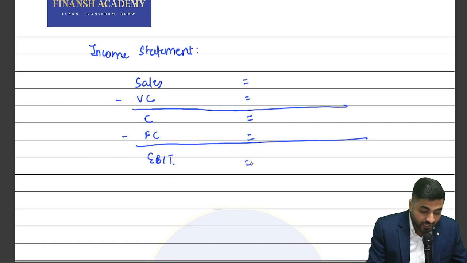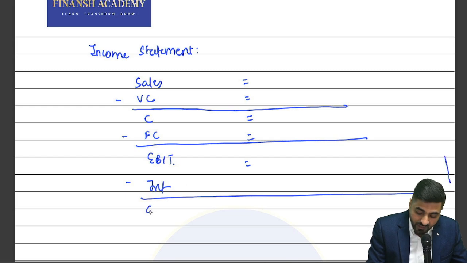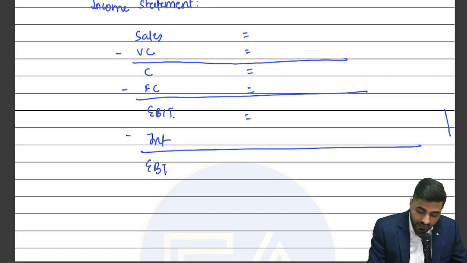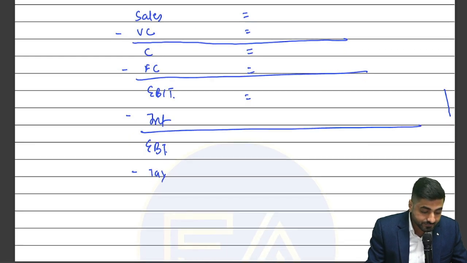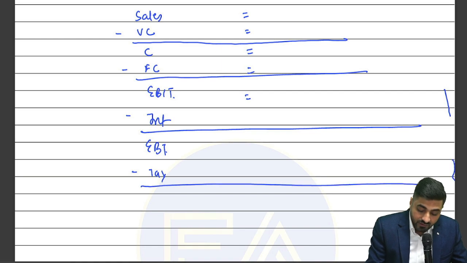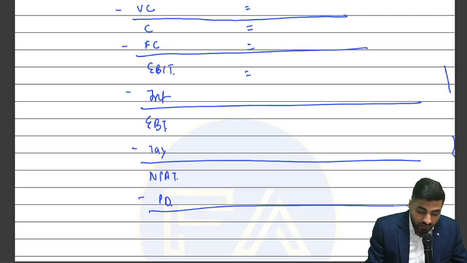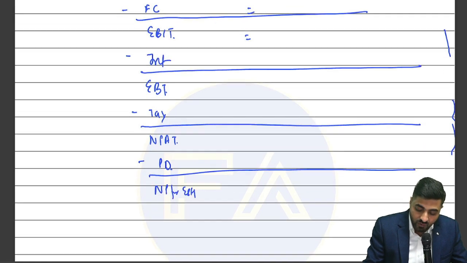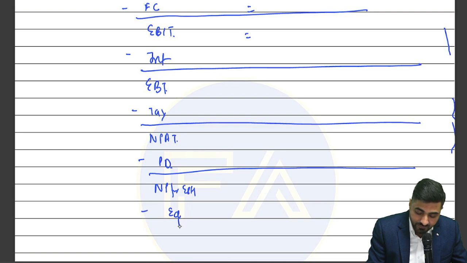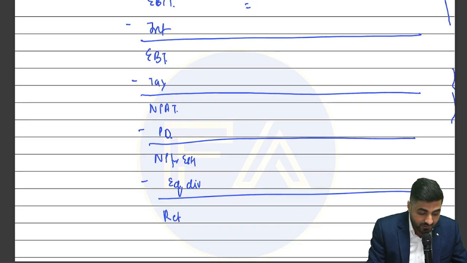From EBIT, what do you subtract? Interest. What do you get? EBT. From EBT, then what do you subtract? Tax. What do you get, beta? NPAT. Then from NPAT, what do you subtract, beta? Preference dividend. What do you get? Can I say you will be getting your net profit for equity share? From net profit for equity shareholders, what do you subtract, beta? Equity dividends. So ultimately, we are left with your retained earning. Are you all aware about this income statement?